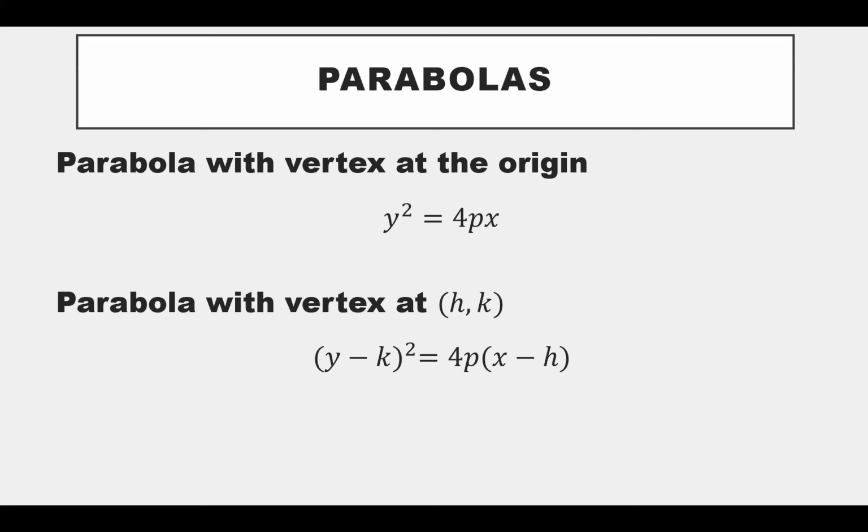Lastly, we could also deal with parabolas. A parabola whose vertex is at the origin could look like y squared equals 4 times p times x. It could also look like the other version, which was x squared equals 4 times p times y. But if we want the vertex to shift to the point h, k, we would get y minus k squared is equal to 4p times x minus h. And we could do a similar shift with the other parabola formula.